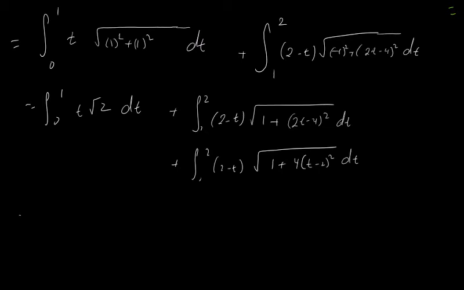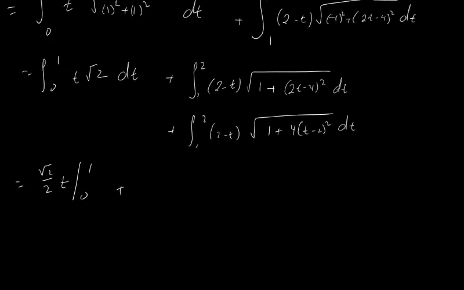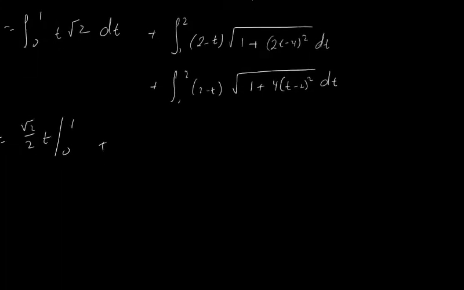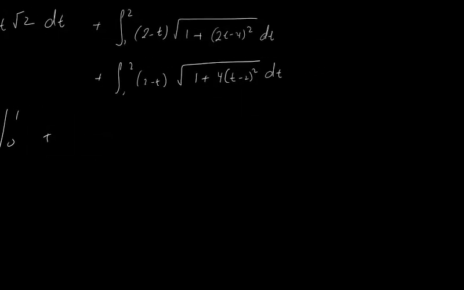All right, so the first integral is really very simple. This is going to be root 2 over 2t evaluated from 0 to 1. And let's see if we can find a way to integrate this second integral here. I'm going to do a u sub, let u equal t minus 2. Then du is equal to dt, so this will be a very straightforward sub. 2 minus t is negative u, so this is going to be plus the integral of negative u times the square root of 1 plus 4u squared du.